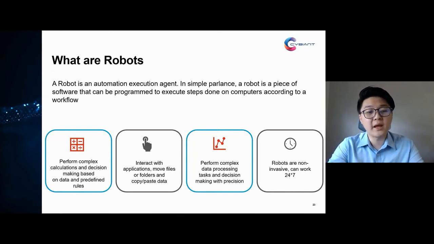according to a workflow, whereby it can actually perform complex calculation and also decision making based on the data and the predefined rules. The robot also can interact with different applications to move files or folders and to copy and paste data from one place to another place. It also can perform complex data processing tasks and decision making with precision. And software robots are designed to improve process efficiency and save time. They are non-invasive and they can basically work 24/7.